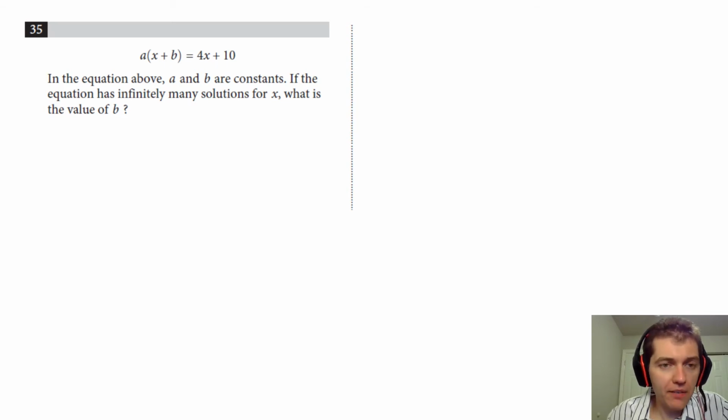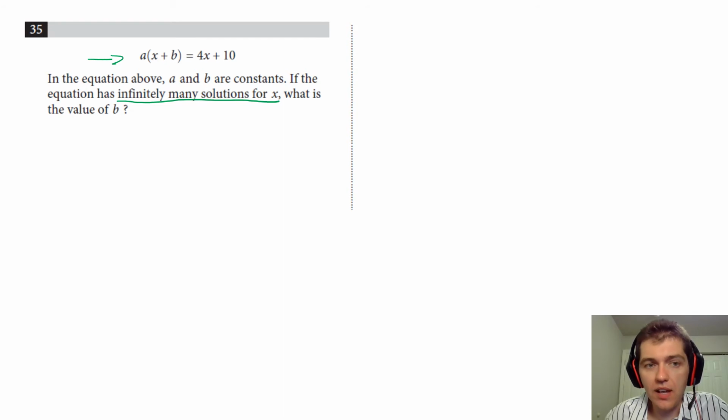Problem 35. In the equation above, a and b are constants. If the equation has infinitely many solutions for x, what is the value of b? So the key here is to understand that when they say infinitely many solutions for x, all it means is get the equation to look the same on both sides such that x doesn't matter, such that you have 4x plus 10 on both sides essentially. So, I mean, I would write out a times x plus b is equal to 4x plus 10, but that's what they already have written out.